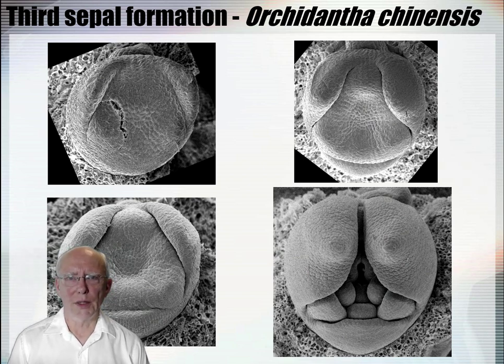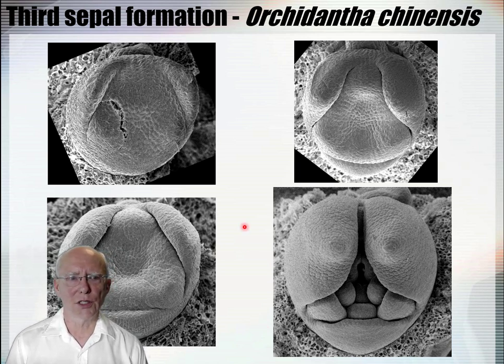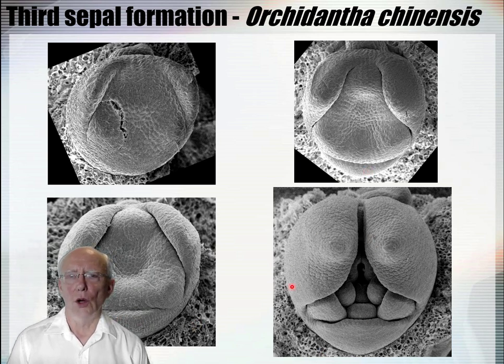We're going to look at the development of the third sepal, first in Orchidantha and then in the other families. So here we have Orchidantha chinensis, and we have the development of the three sepals, number 1, number 2, and here number 3. It's delayed in its formation. Later in development, we can see that the third sepal remains smaller than the others, still later, still small, and right up to the point where the sepals are closing over the flower, the third sepal remains smaller. So the third sepal is delayed within development.